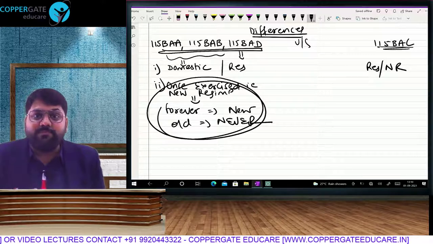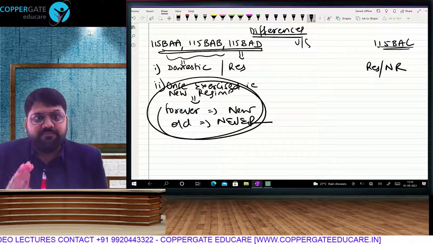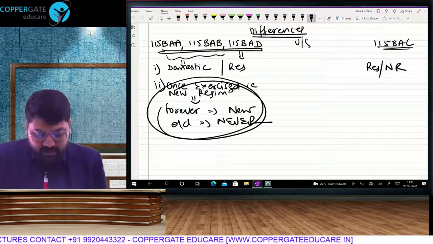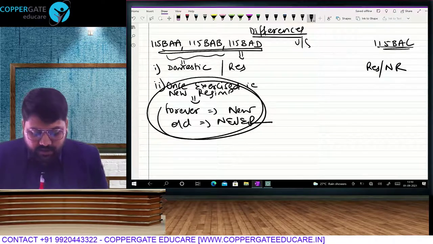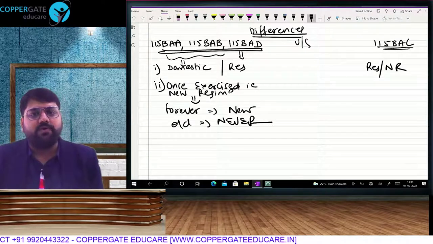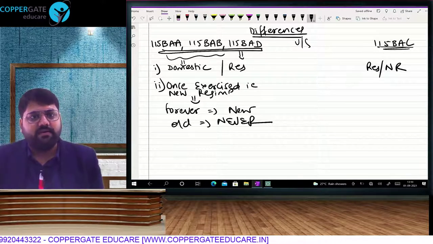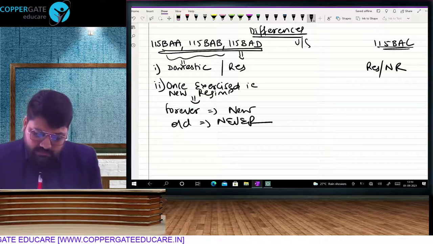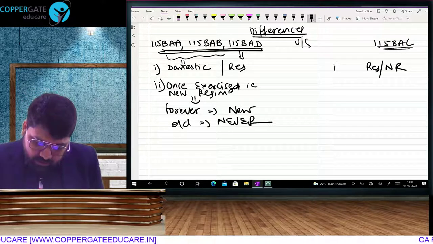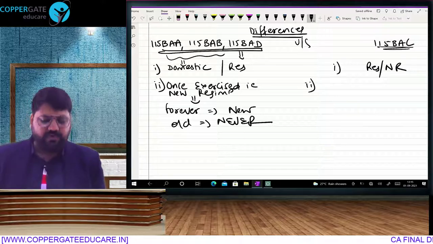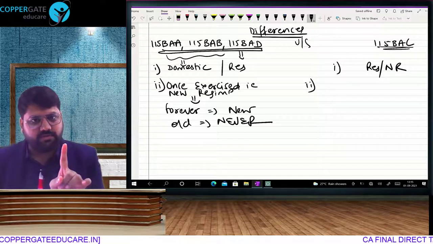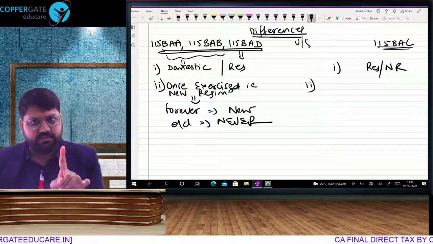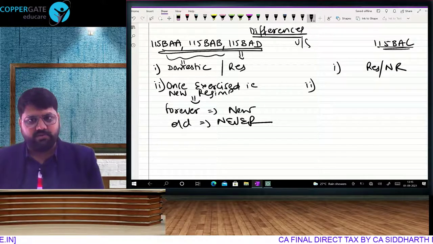And that means company and cooperative society, once they go in new, they can never, never come back to old. It is one way. No exit possible. Only entry possible. No exit possible. Followed? But the rule for BAC is different. First difference you already observed. What was the first difference? Available to resident, non-resident both.